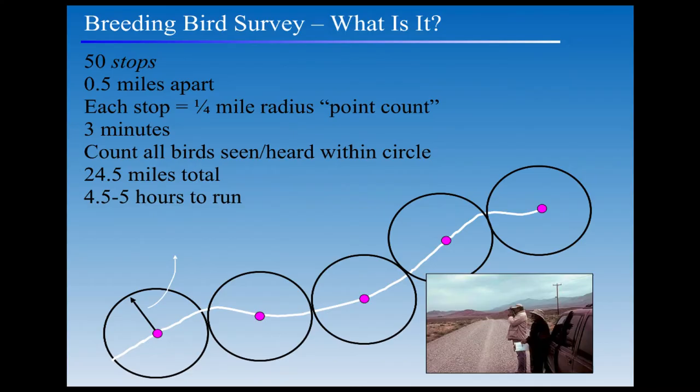So very briefly, the breeding bird survey routes, you understand the method. There's 50 stops. You're driving your car. They're half a mile apart. And at each stop, you get out for 3 minutes and count every bird you see within a quarter mile radius. Then the whole route is 24 and a half miles, and it takes 4.5 to 5 hours to do.